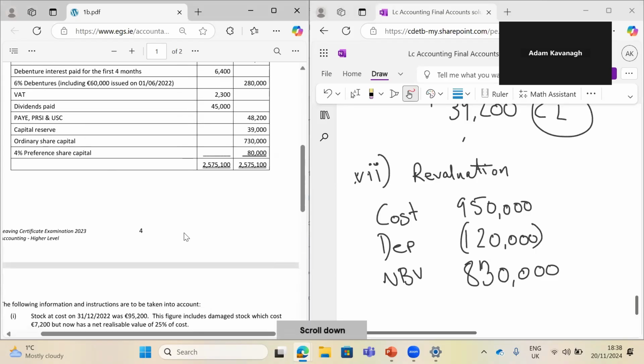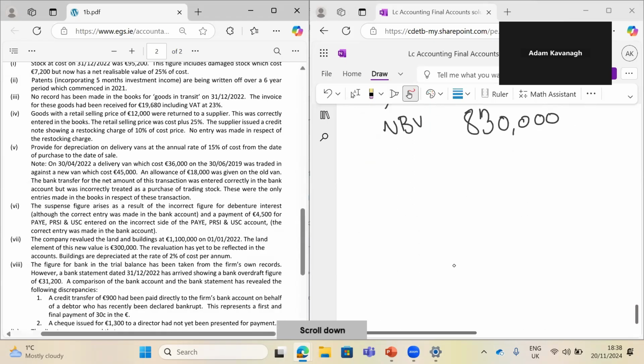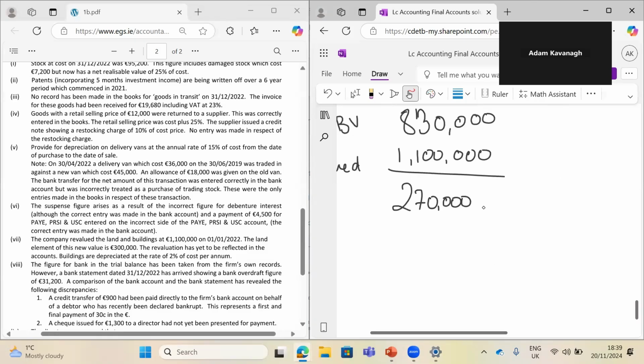Now we need to get the difference between the net book value and the revalued amount. So it was worth 830,000. We revalued to 1.1 million. Now the difference between those figures is 270,000, and that is what we call revaluation reserve, and that goes in the balance sheet in the financed by section. So financed by section of the balance sheet, revaluation reserve, 270,000.